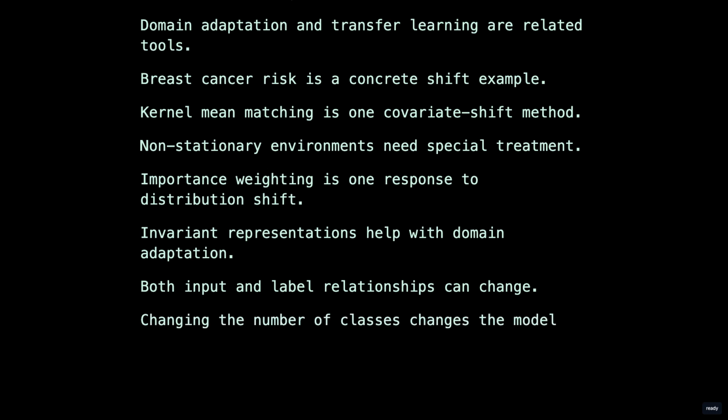That detail matters because the output layer of a classifier is tied to the class set. If the number of classes changes, the parameter shape changes too, and that affects how the whole model could be reused or adapted.